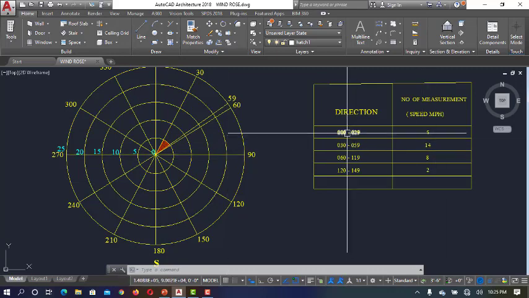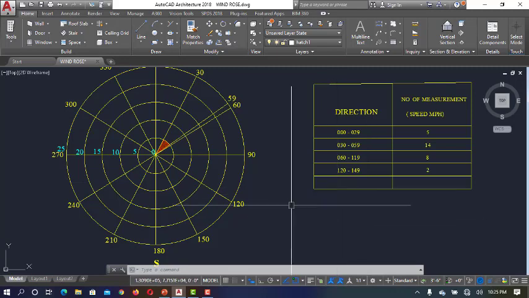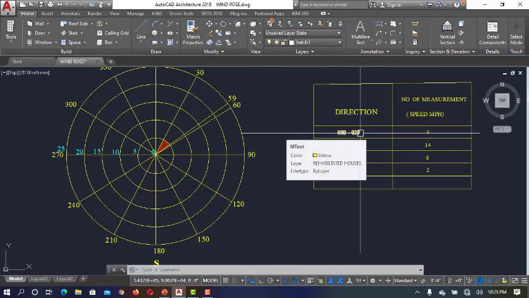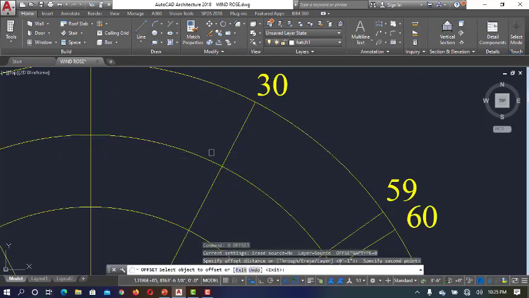The first thing that we need to plot is the direction, 000 to 029. This is basically 29 degree, and the measurement over here is 5. So here we will see where our 29 degree is.